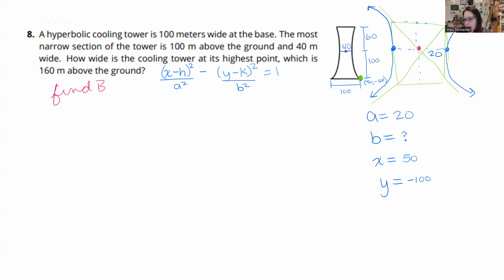I also know what h and k are. H equals 0, k equals 0. My center is at 0, 0. That's where I'm putting it. I should have mentioned that. I'm calling h and k 0, 0.